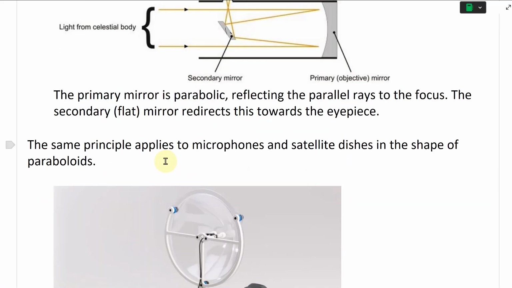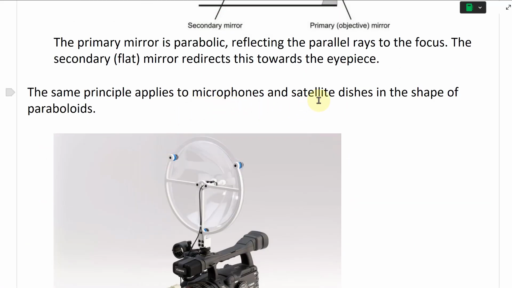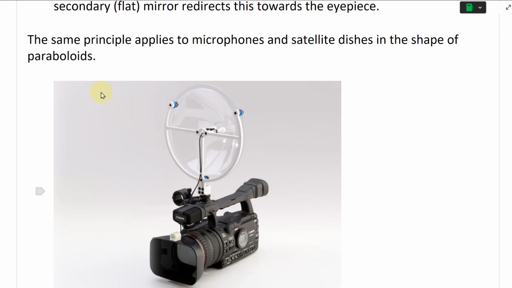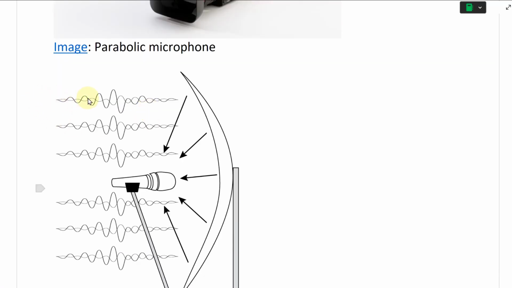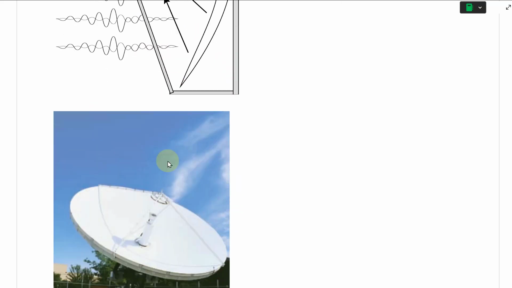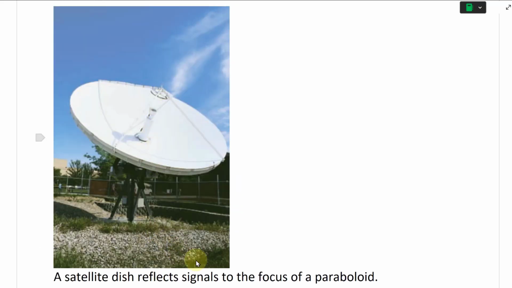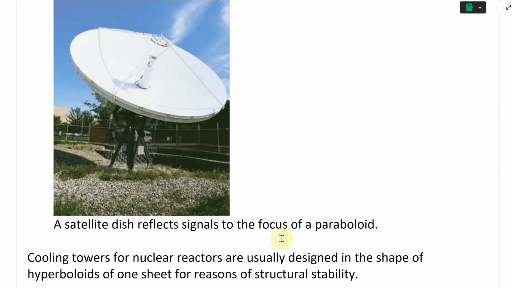So that's pretty cool. All right, going further, the same principle applies to microphones and satellite dishes in the shape of paraboloids. So you'll have a microphone like this, and the sound comes here, it's going to focus all over there, and you're going to record it amplified. So the parabolic microphone. The sound vibrates, goes in, and you focus it all towards this. It's more amplified. And there's also the satellite dish, which also reflects signals to the focus of a paraboloid. So the light or radio frequencies or electromagnetic frequencies go here and go straight there.